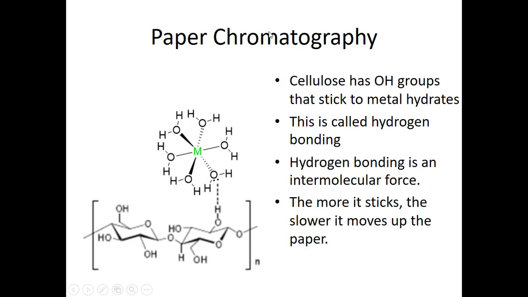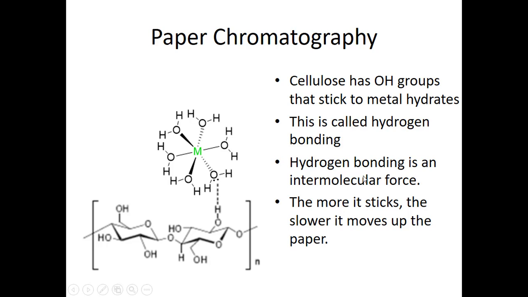Right, so with paper chromatography, one of the things to remember is that cellulose has these hydroxyl groups on it, and those hydroxyl groups cause metal hydrates, which is what we're going to be talking about later. That's just a metal with a water attached to it as a ligand. That's a hydrate. And so these metal hydrates, when they pass over the cellulose, they tend to stick or adhere to cellulose a little bit better because of what's called hydrogen bonding. And that's this interaction that you see here between the two hydrogens.